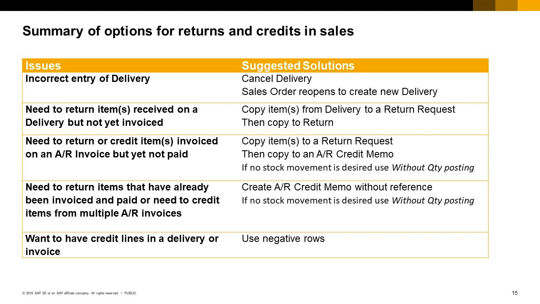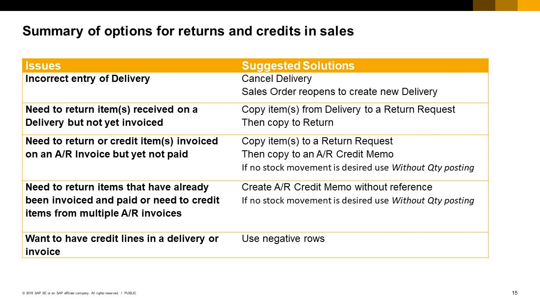Here's a summary of options for returns and exchanges in sales. The summary includes options for crediting AR invoices that are covered in more detail in the topic for AR credit memos. For incorrect entry of a delivery, you can cancel the document. The related sales order will reopen so you can create a new delivery. The same is true if you incorrectly enter an invoice: you can cancel and reissue the invoice from the delivery.